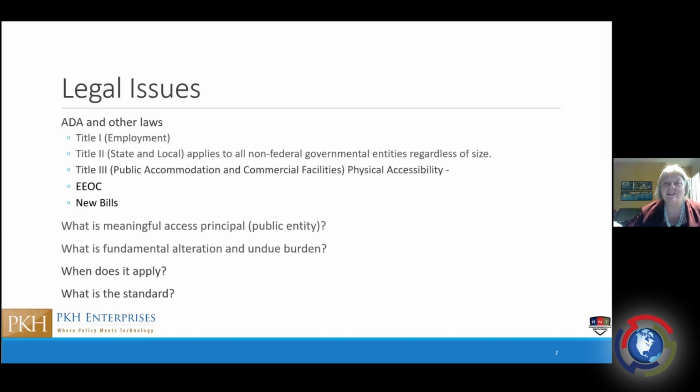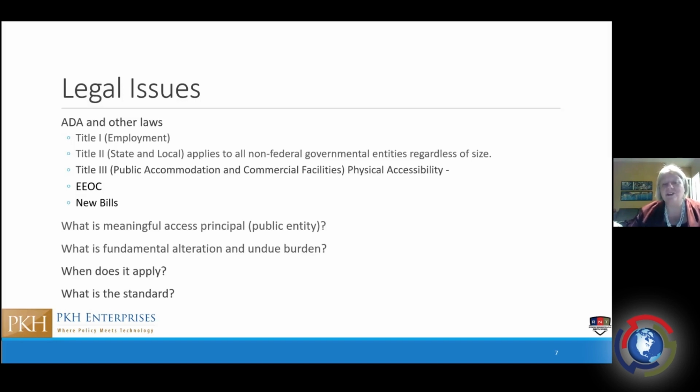And then the reason you may not make something accessible is because it requires a fundamental alteration or an undue burden. There's a lot of settled law about what that means in the physical space, but there's not a lot of settled law about what that means in cyberspace. So a lot of these questions are really up in the air right now, and we'll talk a little bit about some of the questions that people are arguing about.